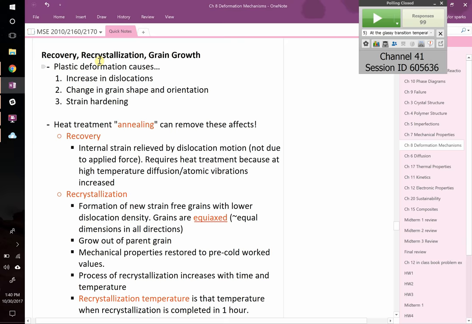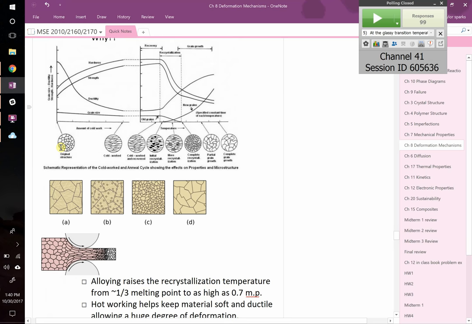In terms of grains, this is what it looks like. You start out with this undeformed structure. The percent cold work is increasing, so now it's really been oriented in one direction. The grain size has changed. It's also filled with a bunch of problems, right?